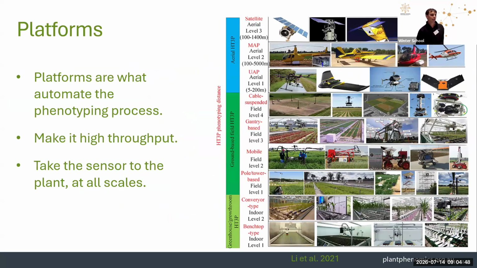And so depending on the scale at which we're working, we might have a satellite if we're looking at a landscape scale. We might have a UAV or a fixed wing aircraft. And then if we're zooming in a little bit, then we might have gantries or robots on the ground. And that's when we're starting to look at a leaf level or an organ level.